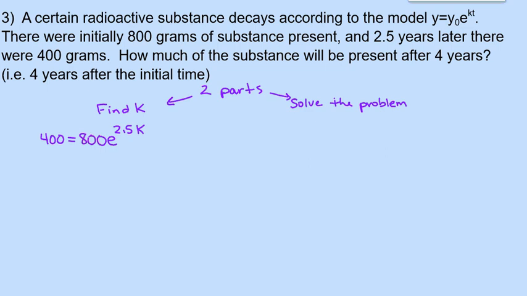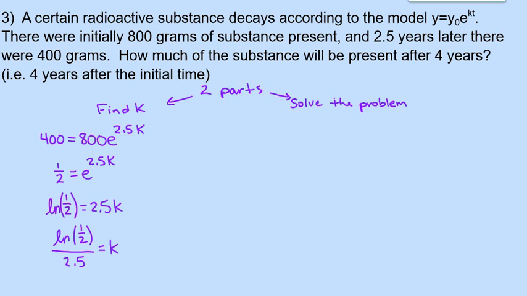Okay, let's keep going. We're going to divide both sides by 800, and that gives us 1/2 equals e to the 2.5k. Take the natural log of both sides, and then divide both sides by 2.5. And that is our K. That is our exact K. We need that exact number to do the second part of the problem. But again, if you want to store that in your calculator and then use the stored number later, that's fine.